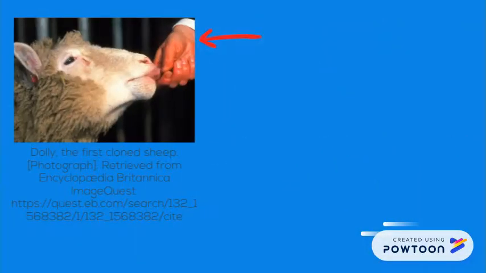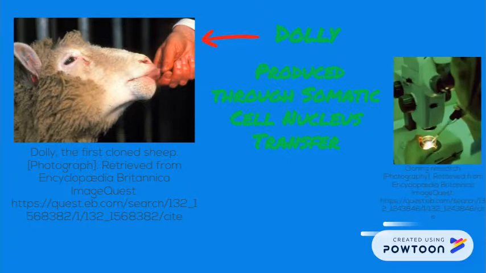Reproductive cloning techniques underwent significant change in the 1990s following Dolly, who was cloned through somatic cell nucleus transfer, which is when its nucleus is removed and placed into an unfertilized egg that has also had its nucleus removed. She was cloned at the University of Edinburgh, Scotland, by Keith Campbell, Ian Wilmot, and their colleagues.